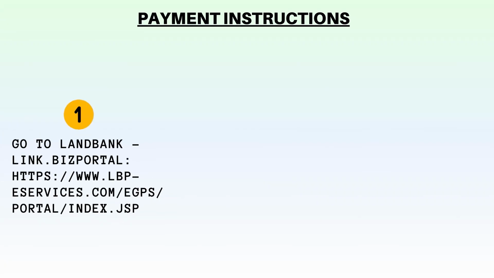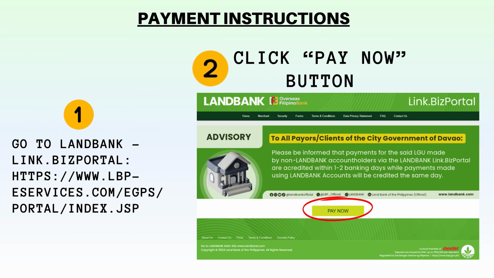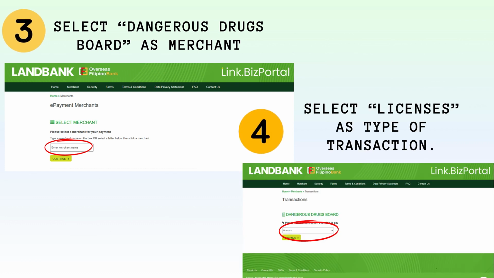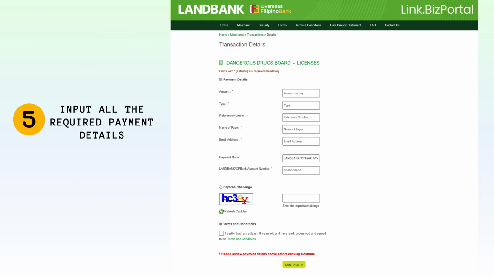For the payment instructions. First, go to landbanklink.biz portal at www.lbp-eservices.com/egps/portal/index.jsp. Next, once you reach the Land Bank homepage, click the Pay Now button. Then, select Dangerous Drugs Board as merchant and click Continue. Next, choose License as the type of transaction, and then click Continue. Finally, enter all required payment details and carefully review them before clicking the Continue button.